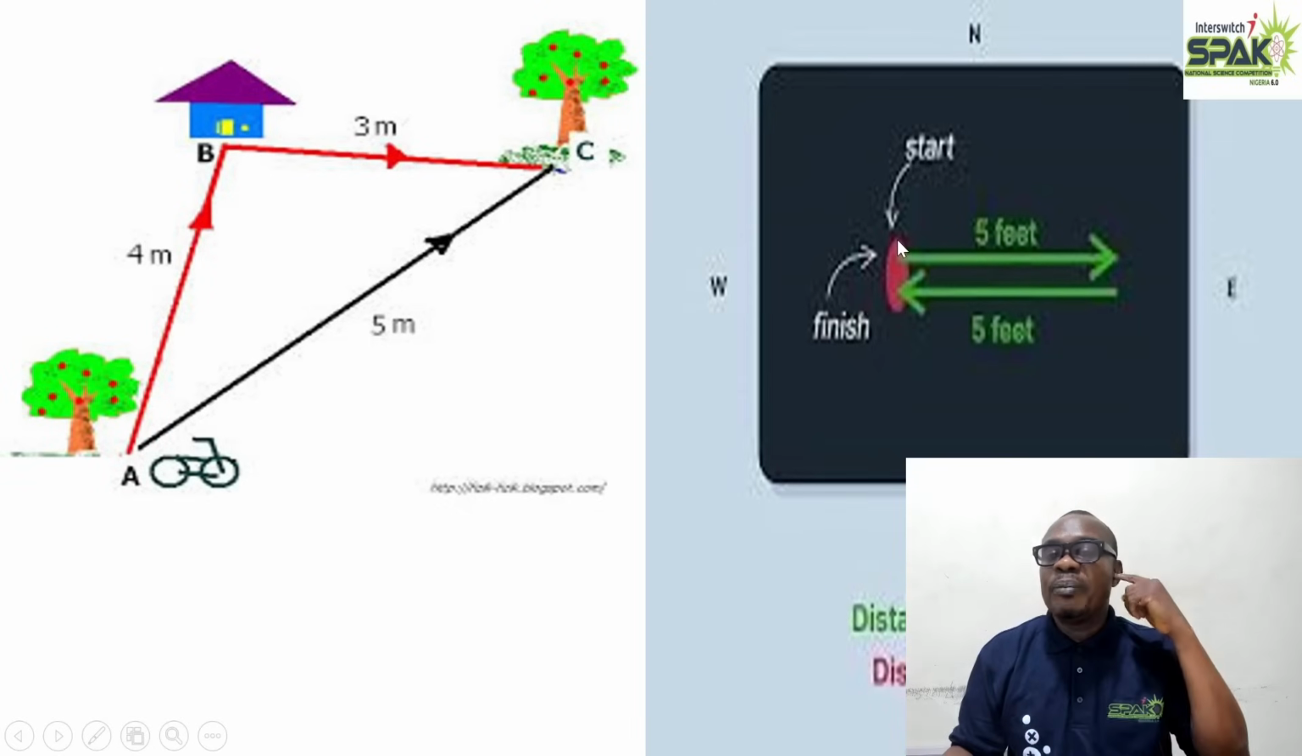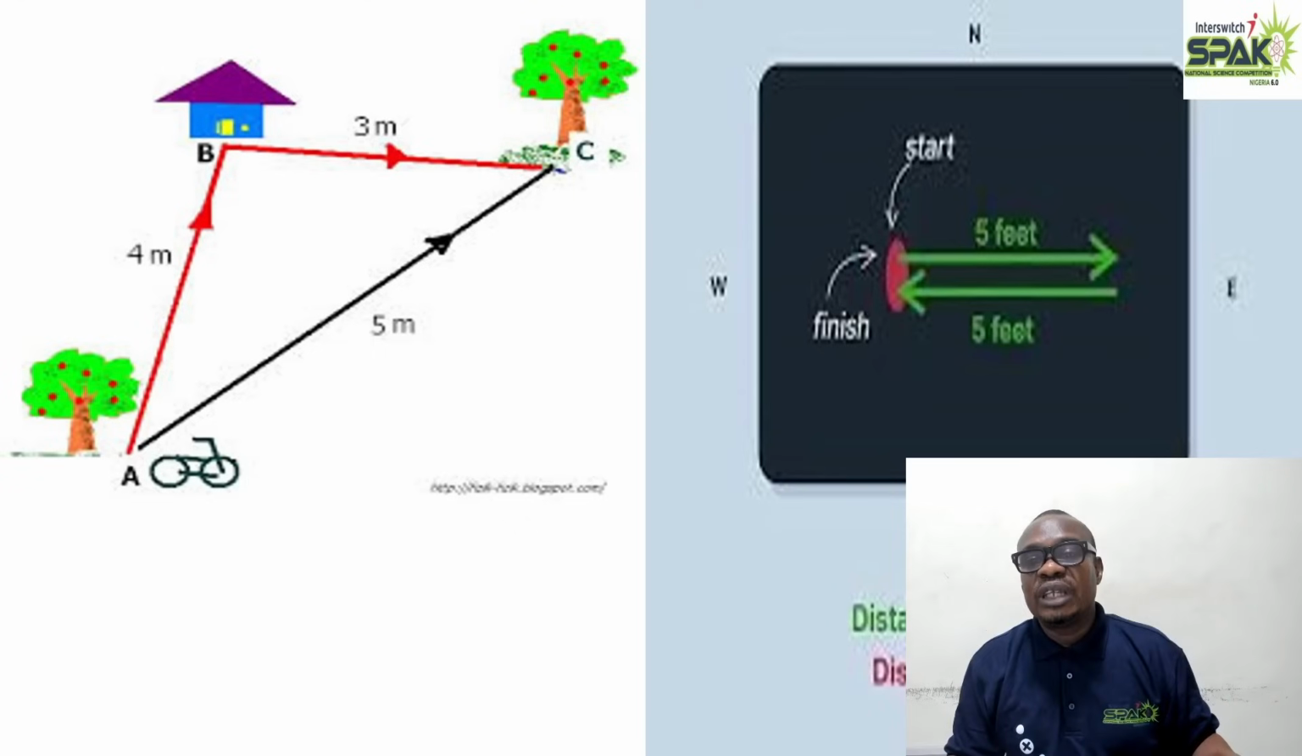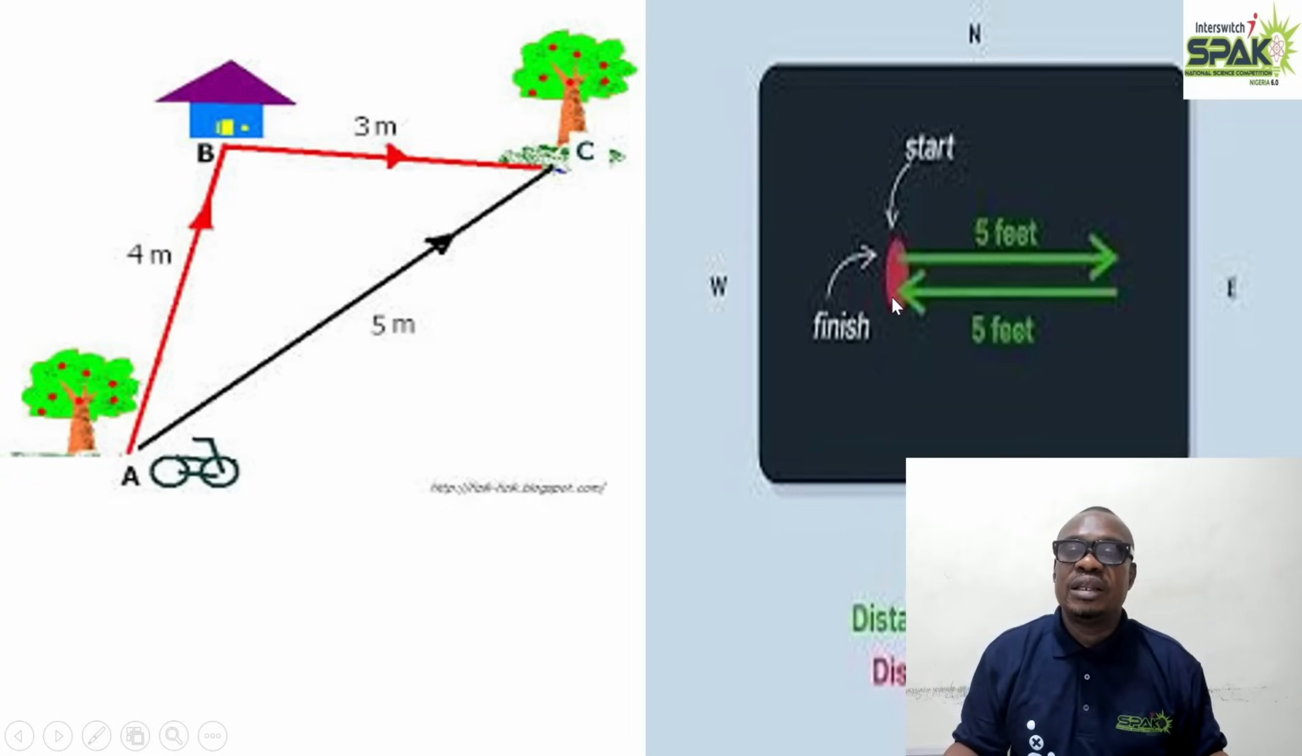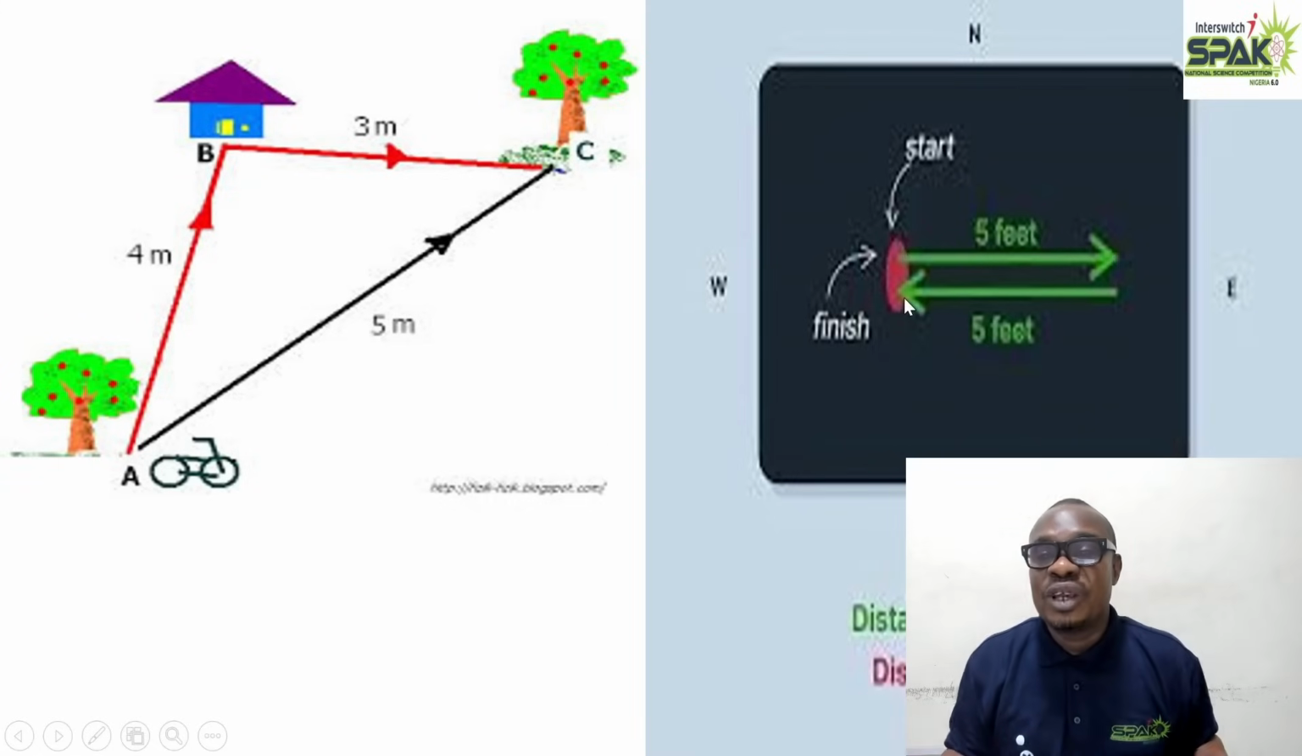You have a man from this starting point here, he moved what? 5 feet from this end down to this point here, and he now moved 5 feet again back to that same point. Let's take it again. From this starting point, he moved 5 feet down, then 5 feet what? Back again. So let's analyze this together.